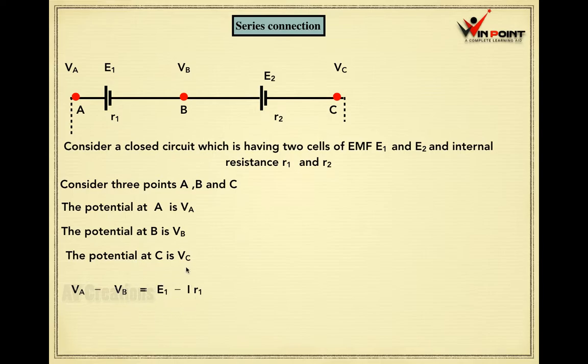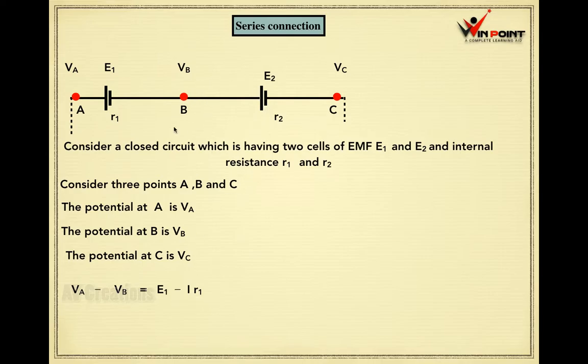For example, if you take a cell which we use at home, the EMF of that cell is 1.5 volt. It is written on the cell, but we are not going to get the entire 1.5 volt into the circuit because of the internal resistance of the cell. So every cell has internal resistance, and because of that there will be a potential drop equal to I into r, where small r indicates internal resistance. So VA minus VB will be equal to E1 minus IR1.